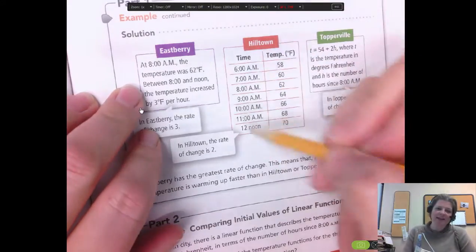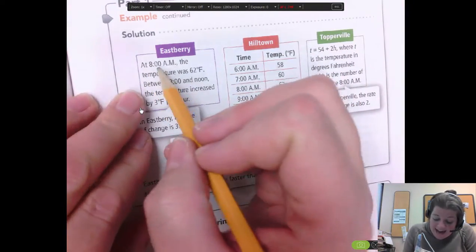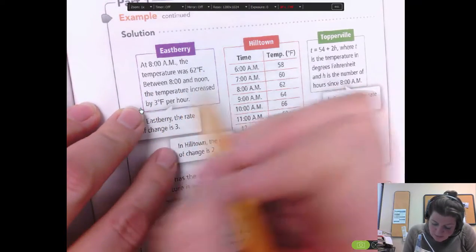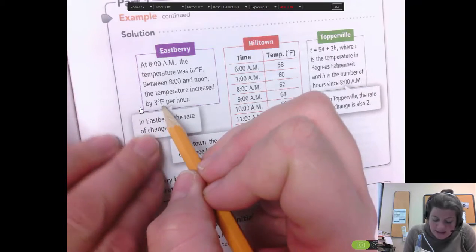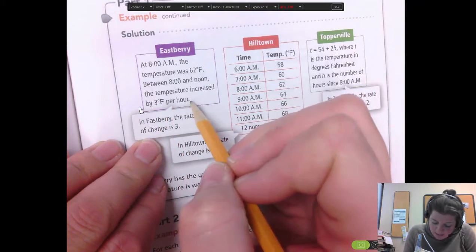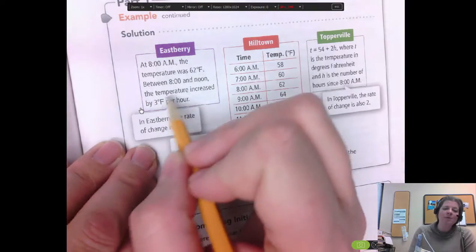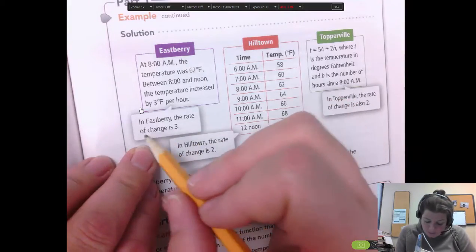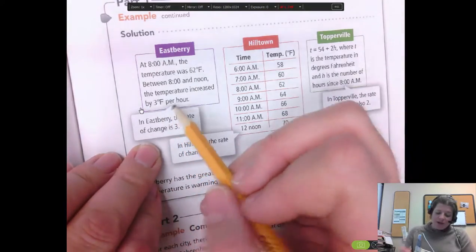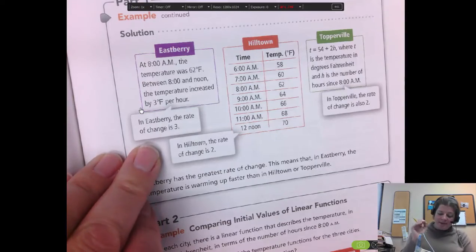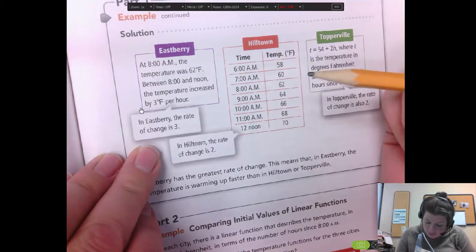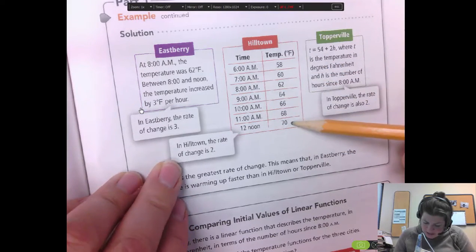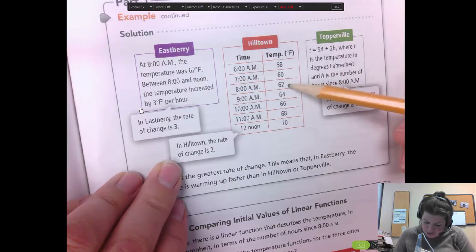Eastbury doesn't have a chart. Hilltown does. It says for Eastbury, at 8 a.m., the temperature was 62. Between 8 and noon, the temperature increased by 3 degrees per hour. So when we see that word per, we should think, oh, rate. And we can say the rate of change is 3 because it is increasing 3 from 8 to noon. The Hilltown's rate from 8 to noon, well, this one's going up 2 each hour.